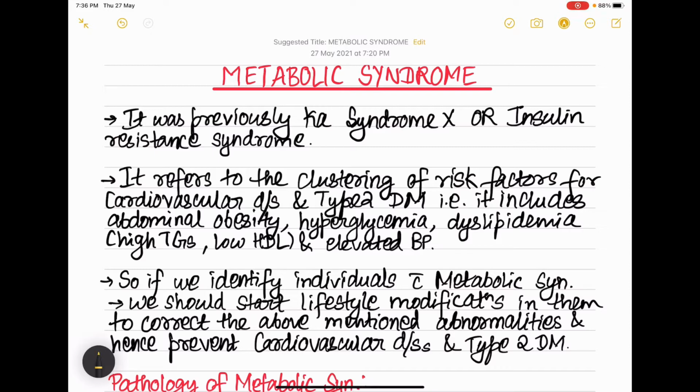Now without wasting any time further, let's get into today's topic. So today I'm going to discuss with you metabolic syndrome, which is quite an important topic in medicine and can be asked as a short note in the university exams.